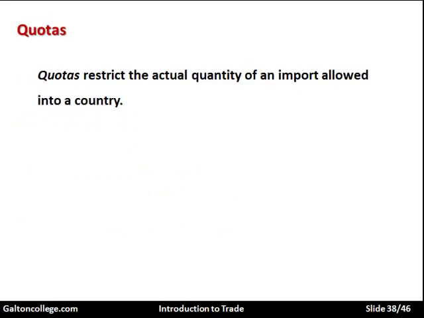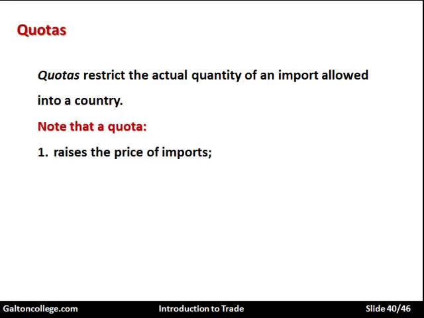Another way is quotas. Now a quota restricts the actual quantity of an import allowed into a country. It's a physical limitation. The government says that only so many of these items can be imported. After that it must stop. So it's not like a tax, it's a physical limitation. That's the number allowed, no more. It raises the price of the imports, of course, because the imports are now scarce, relatively more scarce, and therefore their price will increase.